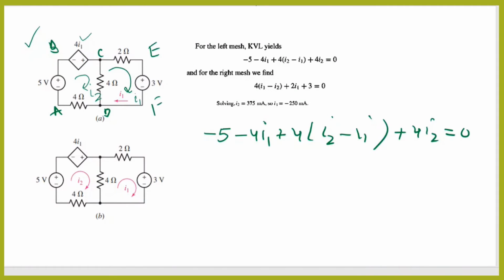Next, for the second loop, suppose you want to write C, E, F, D. From C to E, 2 into I1, plus 3 volts, plus 4 into (I1 minus I2). Any more terms? Over, no? So it is equal to 0. So this is one equation, this is another equation.